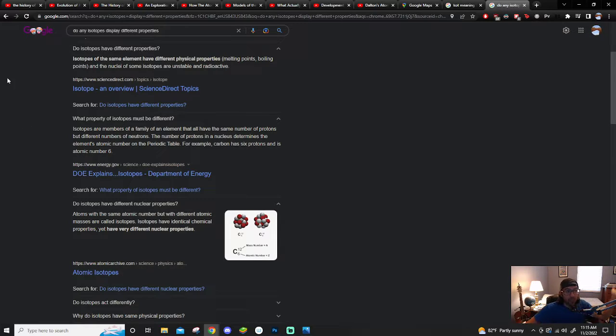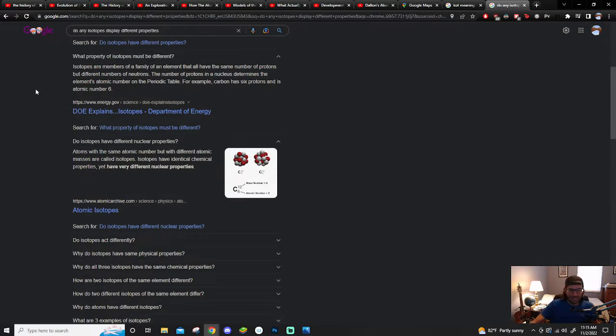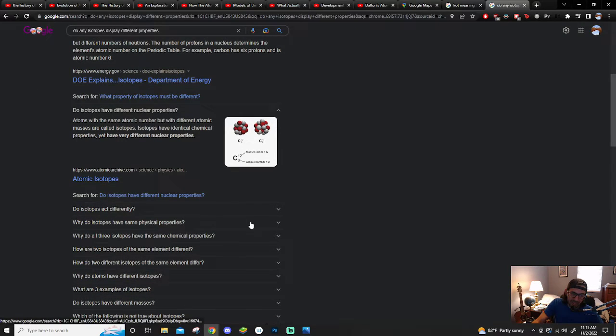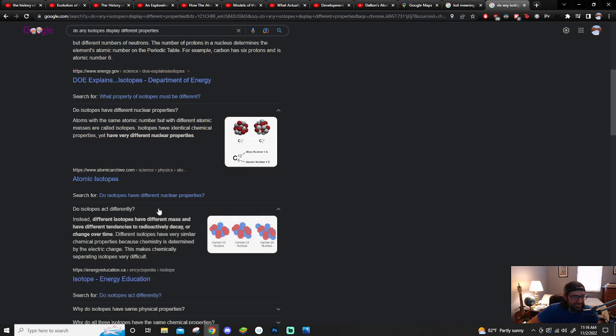hand waving identical. Because that's a bunch of bullshit, identical. Identical is a dangerous word. In chemistry, physics, and science, like, are you sure? Different isotopes have different mass and have different tendencies to radioactively decay. Very similar chemical by the electric charge. Okay.